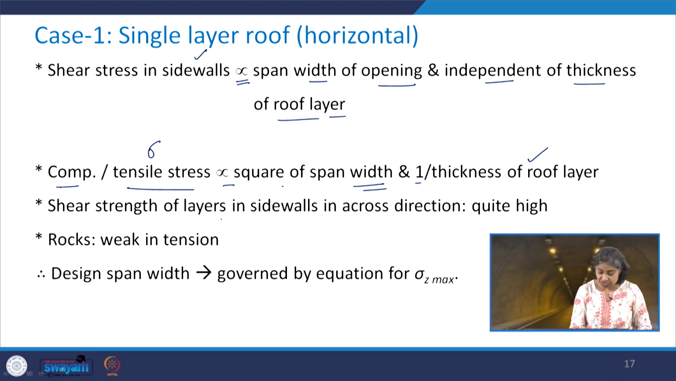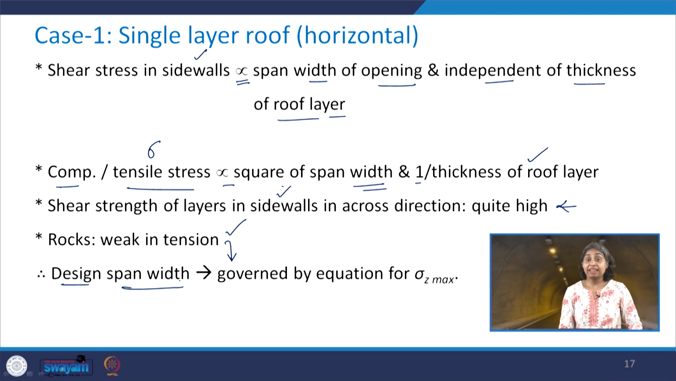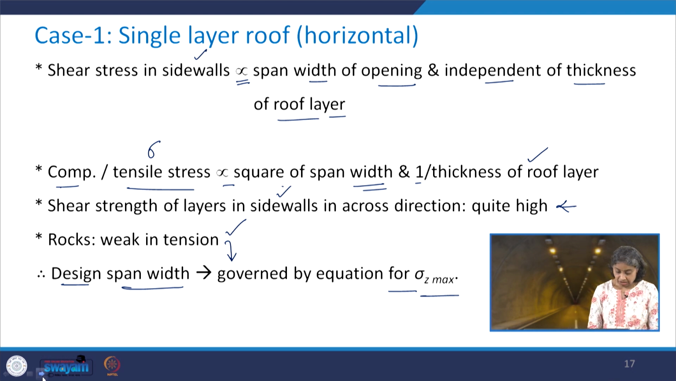So, the shear strength of layers in the side walls in the across direction is quite high, rocks being weak in tension. Ultimately, the design of the span width would be governed by the equation for sigma z max. So, how do we determine this?